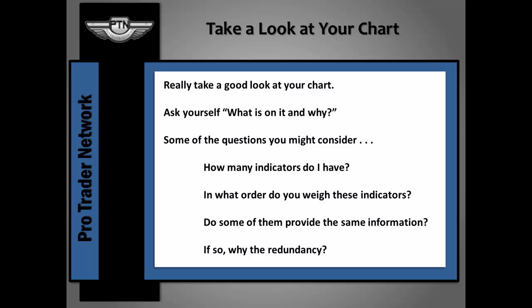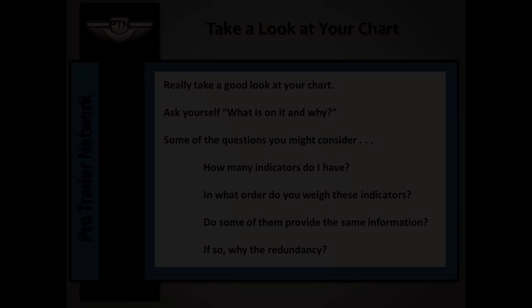Here are some of the questions you might consider as well. How many indicators do I have? In what order am I weighing these indicators in terms of my trading plan and trading system? And do some of these indicators provide the same information? And if they do provide the same information, why do I have the redundancy on my chart? What is it that's requiring me to have so much confirmation for the same data?